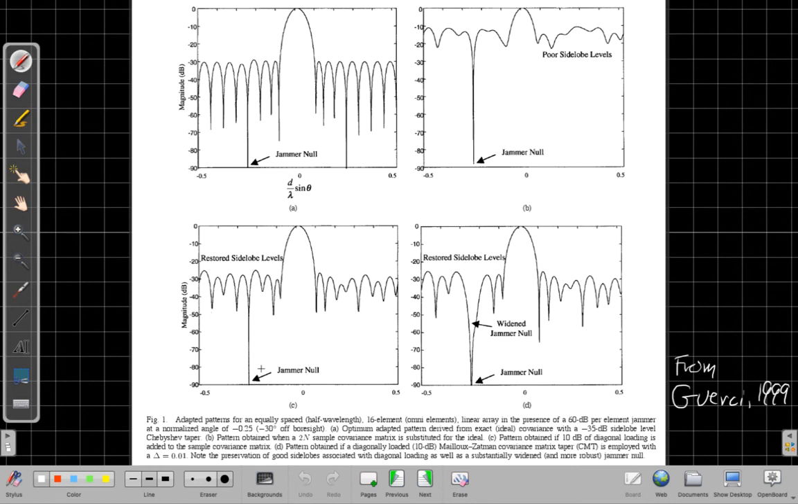But again, if it's not in exactly the right place, if the jammer is moving a little bit, it won't work well. In this last one, the delta added was just 0.01, like a 1% jitter. We can see the notch is much wider here, so it's much more tolerant of any jitter or imperfections in the measurement. Even with just a little bit of jitter, it makes the jammer null wider, and it's kept the diagonal loading part, so it keeps the side lobes down as well.